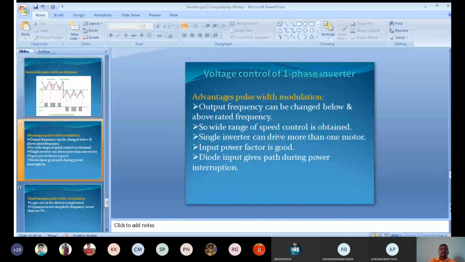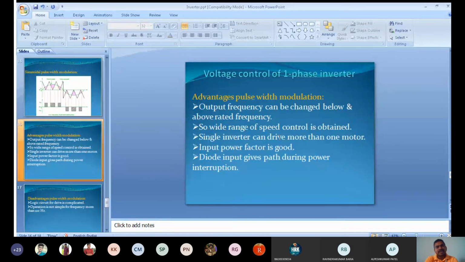Now which are the advantages of pulse width modulation? Output frequency can be changed below and above the rated frequency. A wide range of speed control is obtained by changing the on and off of active devices. We can control the speed in a wide range. A single inverter can drive more than one motor. Only one inverter is required to drive more than one motor.